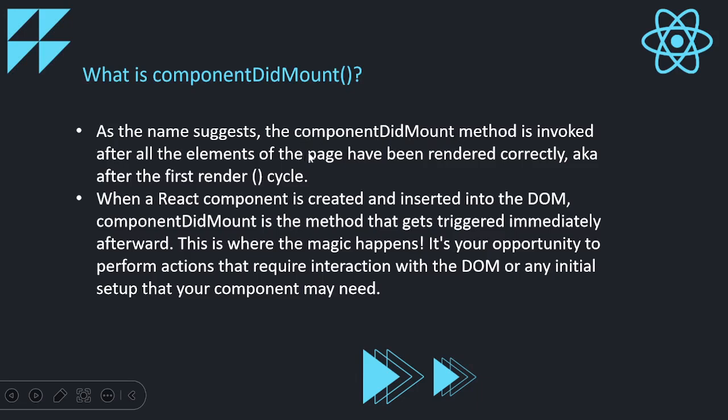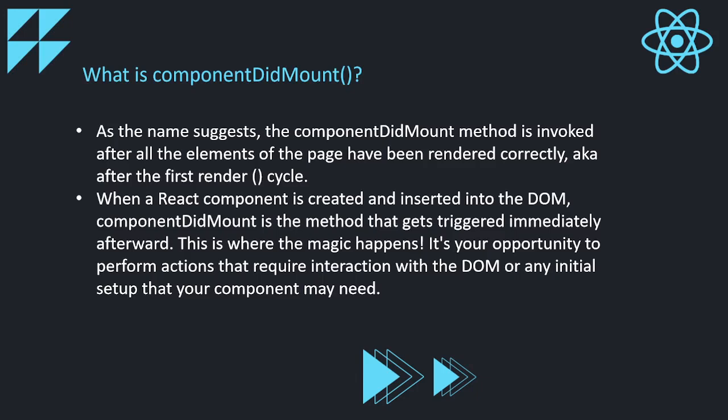As the name suggests, the componentDidMount method is invoked after all the elements of the page have been rendered correctly. When a React component is created and inserted into the DOM, componentDidMount is the method that gets triggered immediately afterwards. So as soon as the component is created and inserted in our UI or the DOM, this method is the one which gets triggered immediately after that. This is where the magic happens. It's your opportunity to perform actions that require interactions with the DOM or any initial setup that your component may need.